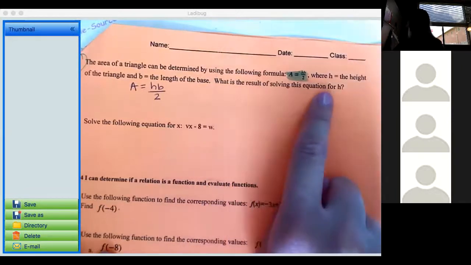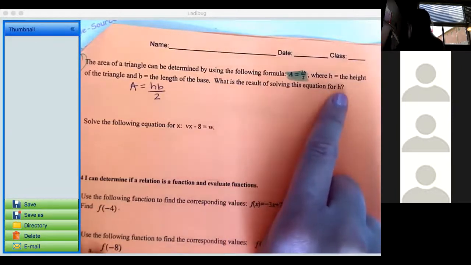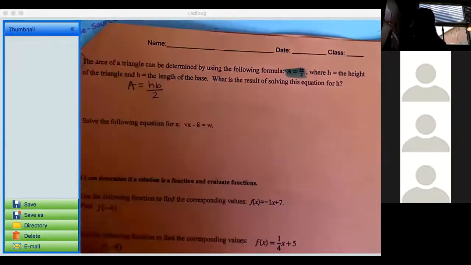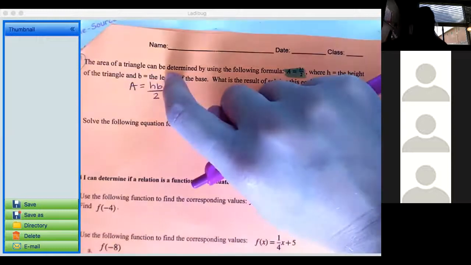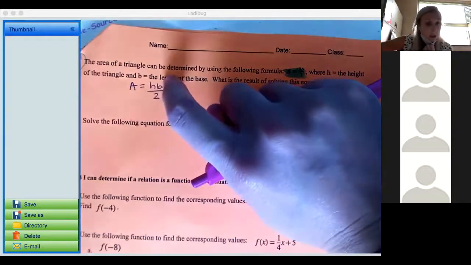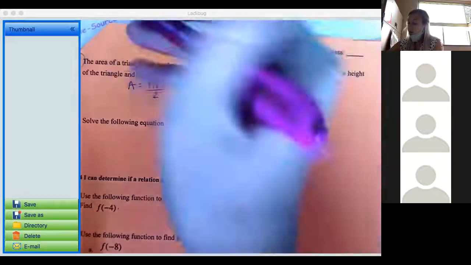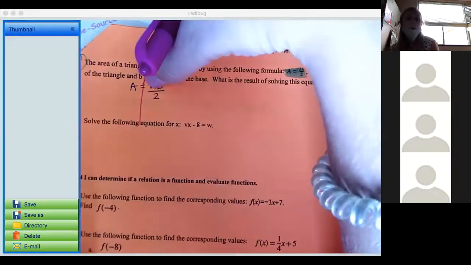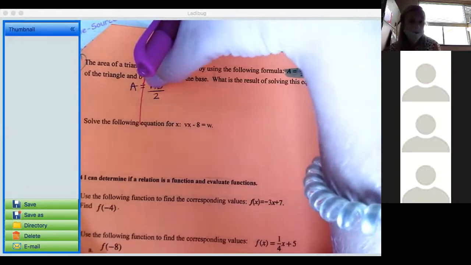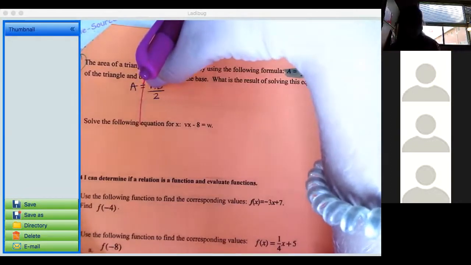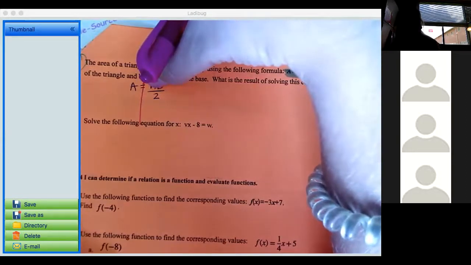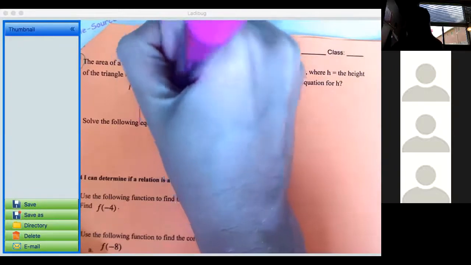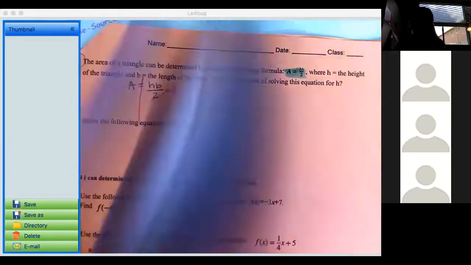What is the result of solving for H? So guys, if I want to solve for H, what do I do to H? Cover it. Do you guys notice how the H is in the numerator? It's in the top. That means the first thing you're going to do is cover the top. So what do I need to move first? The 2. It's dividing. So what's the opposite of dividing by 2? Good. So the first thing you should have done is multiply the 2 to the other side.